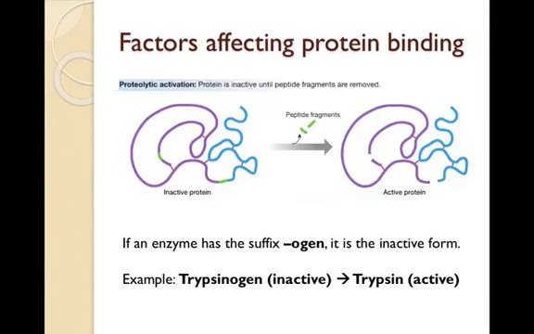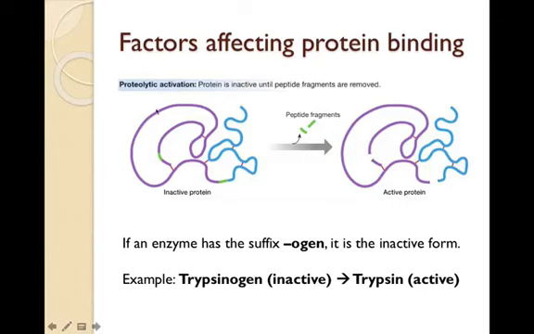There are certain factors that affect protein binding. Most proteins in the body have some sort of an inactivated form. And the reason for that is because a lot of proteins in the body will be produced in one location and will be transported to another location. And it's not until they're transported to the right location that these proteins should be activated.